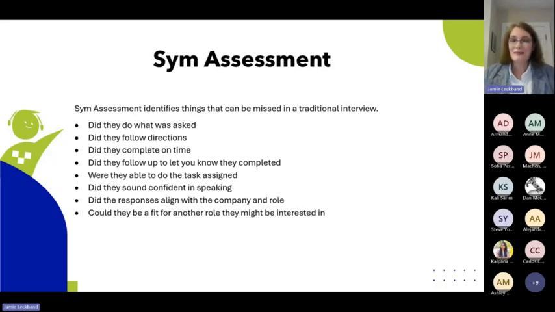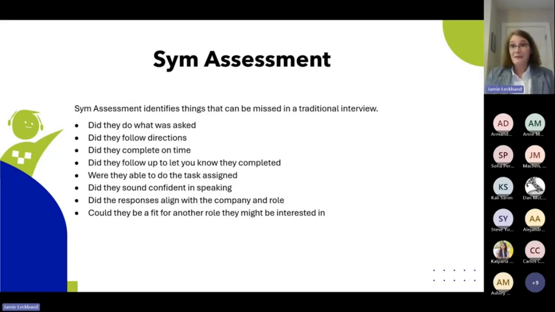All right, so sim assessment, I think it really helps you identify what is missed in a traditional interview. And some of the things that I've noticed with using sims in recruitment and vetting candidates is that you really get to see how they do things. Did they do what you asked them to do? If you're asking them to complete a simulation as part of the interview process, did they do what was asked? Did they follow the directions you gave them on how to execute the simulations? That right there can tell you a lot.